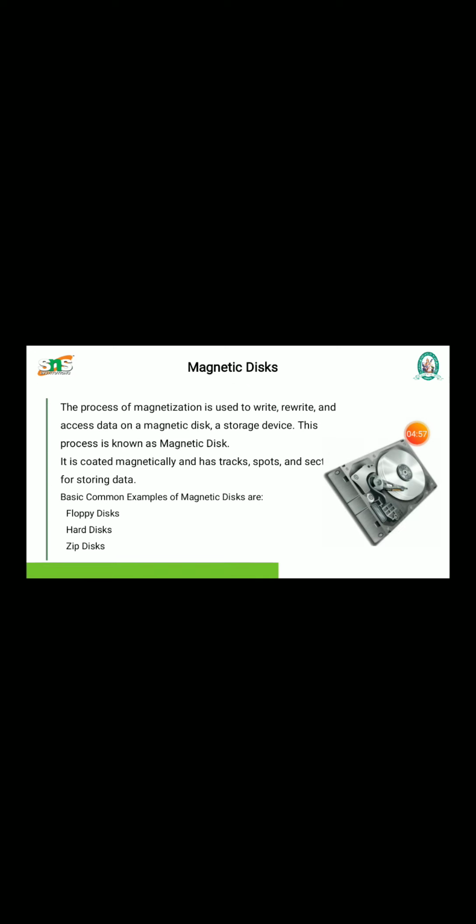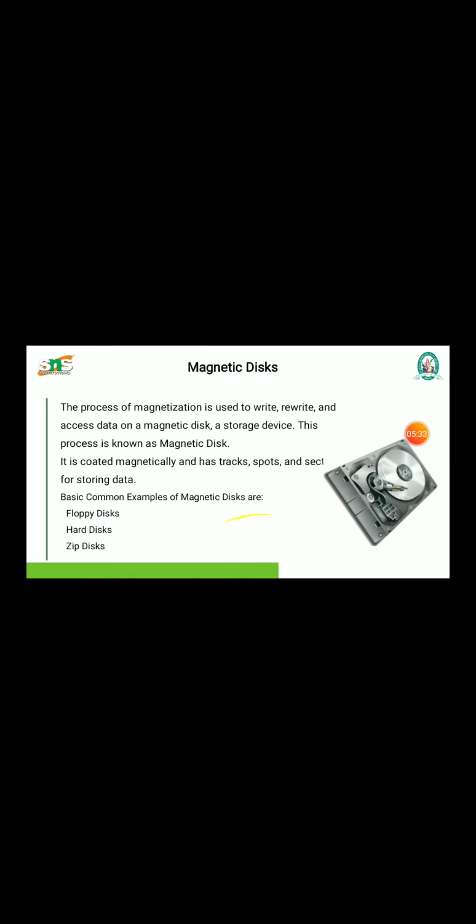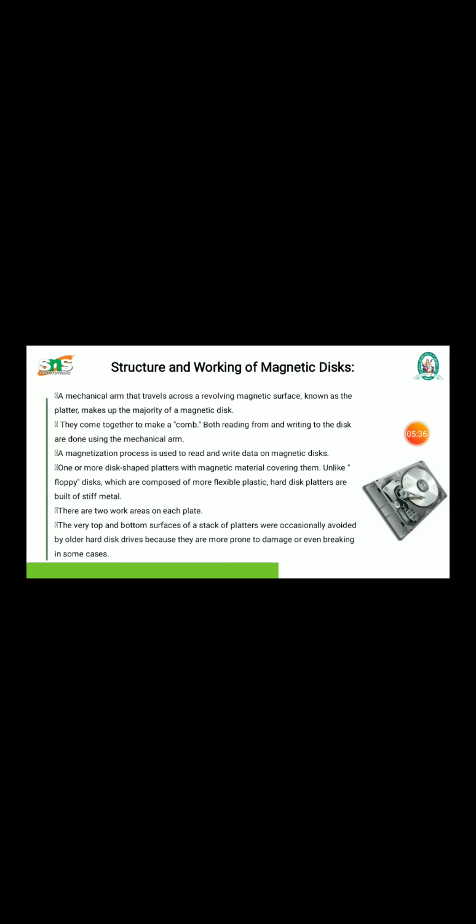The first case is the magnetic disk. The process of magnetizing is used to read, write and access the data on magnetic disk storage devices. It is coated magnetically and has tracks and sectors for storing data. Common examples of magnetic disks are floppy disk, hard disk, and zip disk. The diagram depicts the structure and working of a magnetic disk.